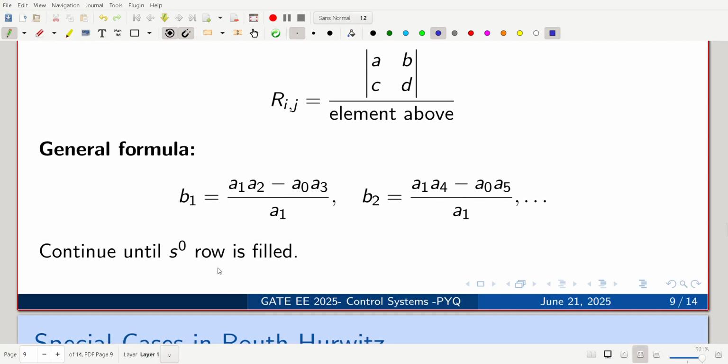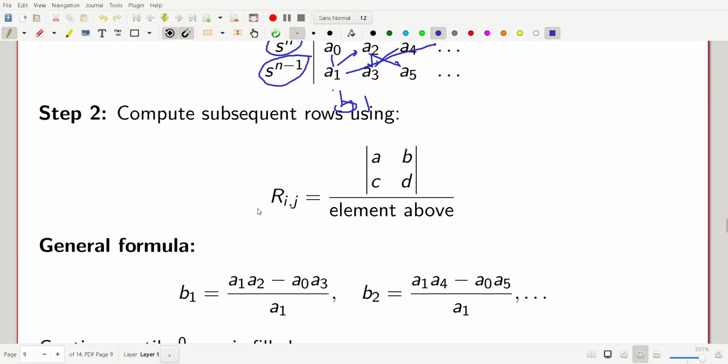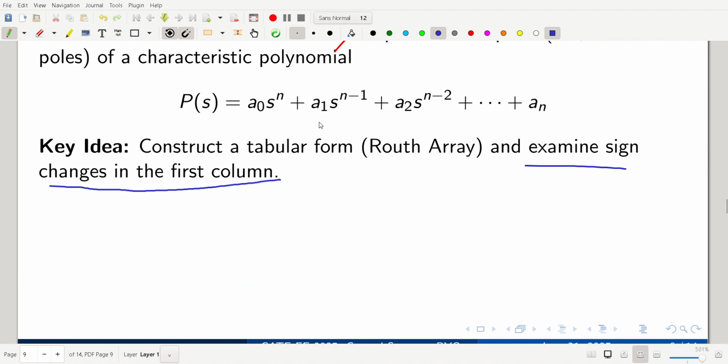If some coefficient is missing, we put 0. If something is missing, it clearly tells us that at least one pole lies on the right of the S plane. In control systems, Routh theory is generally used to find, rather than the exact location of poles, whether poles lie on the right hand side of the S plane. If even one pole lies on the right of the S plane, it signifies that our system is unstable.